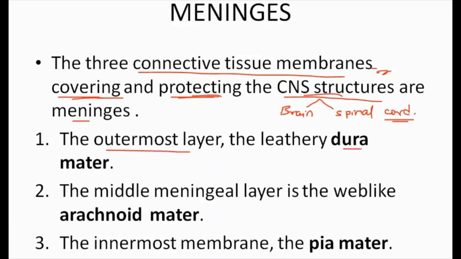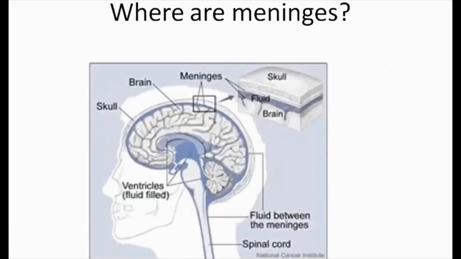The first, outermost layer is the leathery dura mater. The middle meningeal layer is the web-like arachnoid mater. The innermost membrane is the pia mater. Outermost layer dura mater, middle layer arachnoid, and inner layer pia mater.